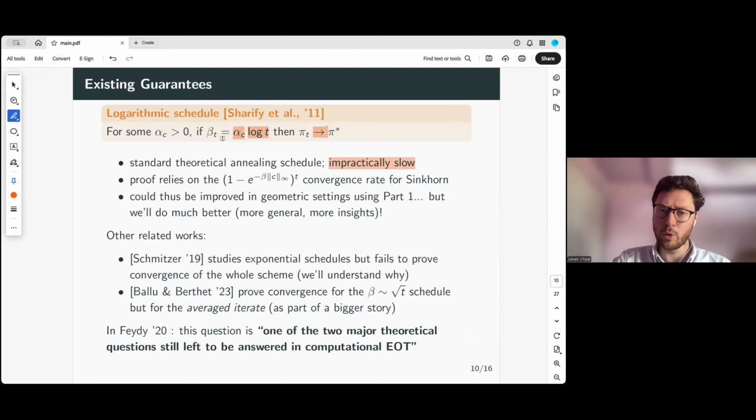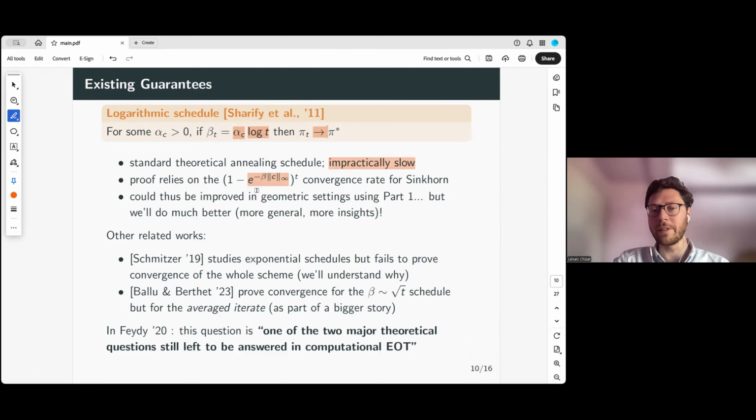And why do we have this logarithmic schedule here? It's because the proof relies on this contraction rate that you have in the Hilbert metric, with this very bad dependency in beta. Because this constant deteriorates so quickly in beta, you cannot hope to use this kind of contraction ratio and change the temperature very quickly.